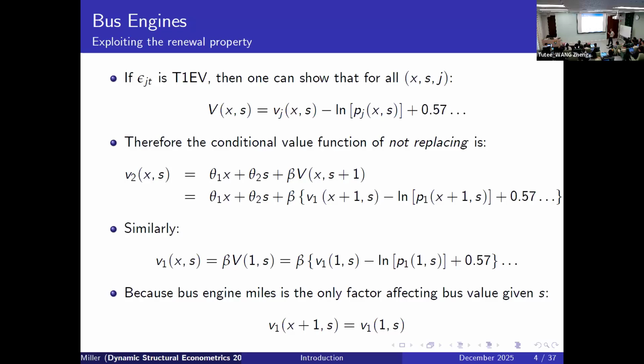So the conditional value function of not replacing, let's just go to the algebra for a minute, is going to be equal to the current systematic utility plus the social surplus. And what is this social surplus thing? Well, we just plug it in here for next period. See how we've got that in there? Just plugging it in. And that's what happens if you maintain it.